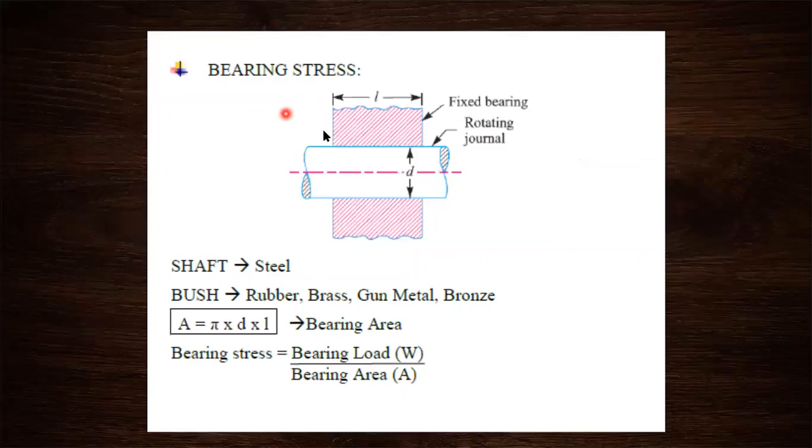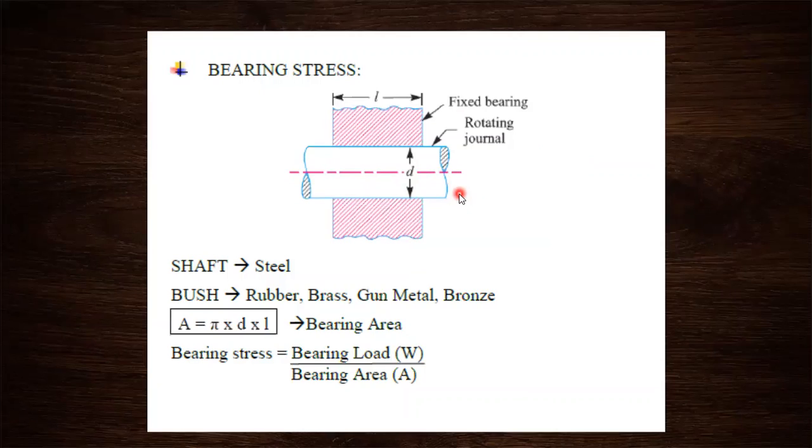Bearing stress is somewhat similar to crushing stress. Actually, what happens here is a member, a stationary member like a pin, quarter joint, bolt, etc., is subjected to crushing. Here the shaft is made of steel, which is very hard when compared to the bush. So the bush will be acting as a medium to connect the shaft.